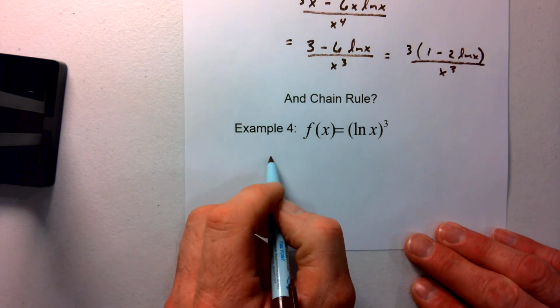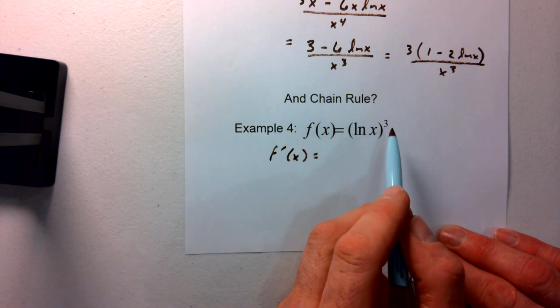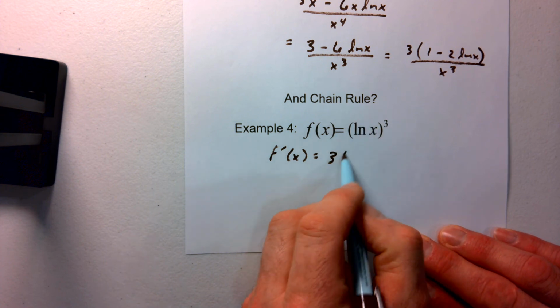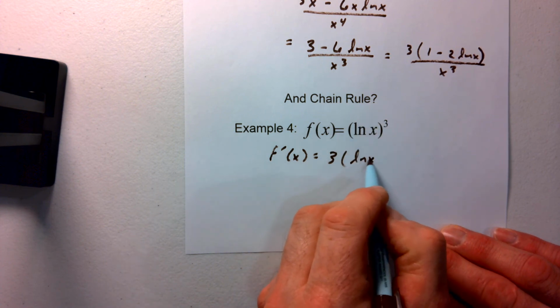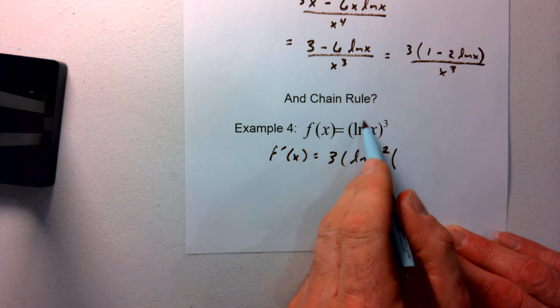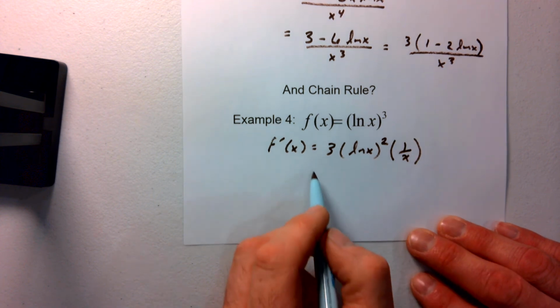And then finally, a chain rule. Chain rule. Remember, there's 4 parts to the chain. We're going to bring the exponent and multiply it to the front. So we have 3. The inside is going to stay the same, natural log of x. We're going to decrease the exponent by 1. And then times the derivative of the inside. Derivative of natural log of x is 1 over x.